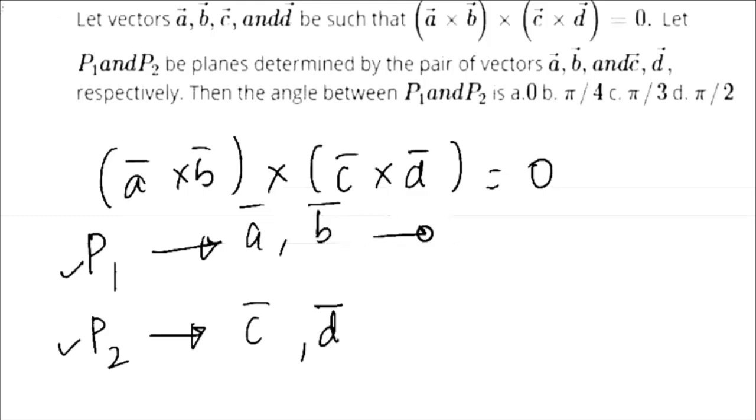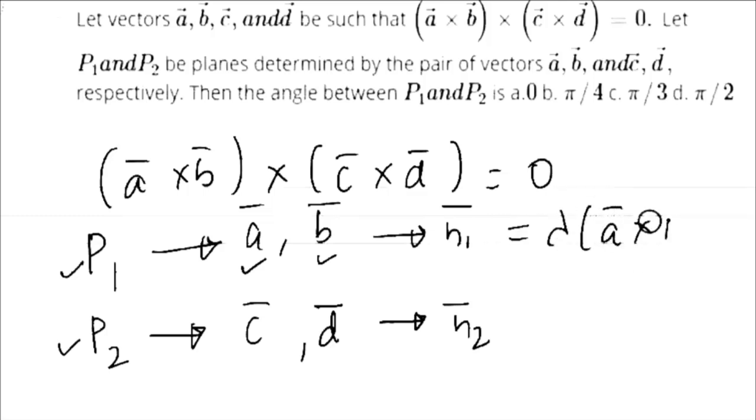Basically, the angle between the planes is equal to the angle between the normals. Let the normal to the plane P1 be N1 vector, and the normal to P2 be N2 vector. We know that P1 contains vector A and vector B, so N1 vector would be equal to lambda times A cross B, and similarly N2 vector would be equal to mu times C cross D, where lambda and mu are constants.